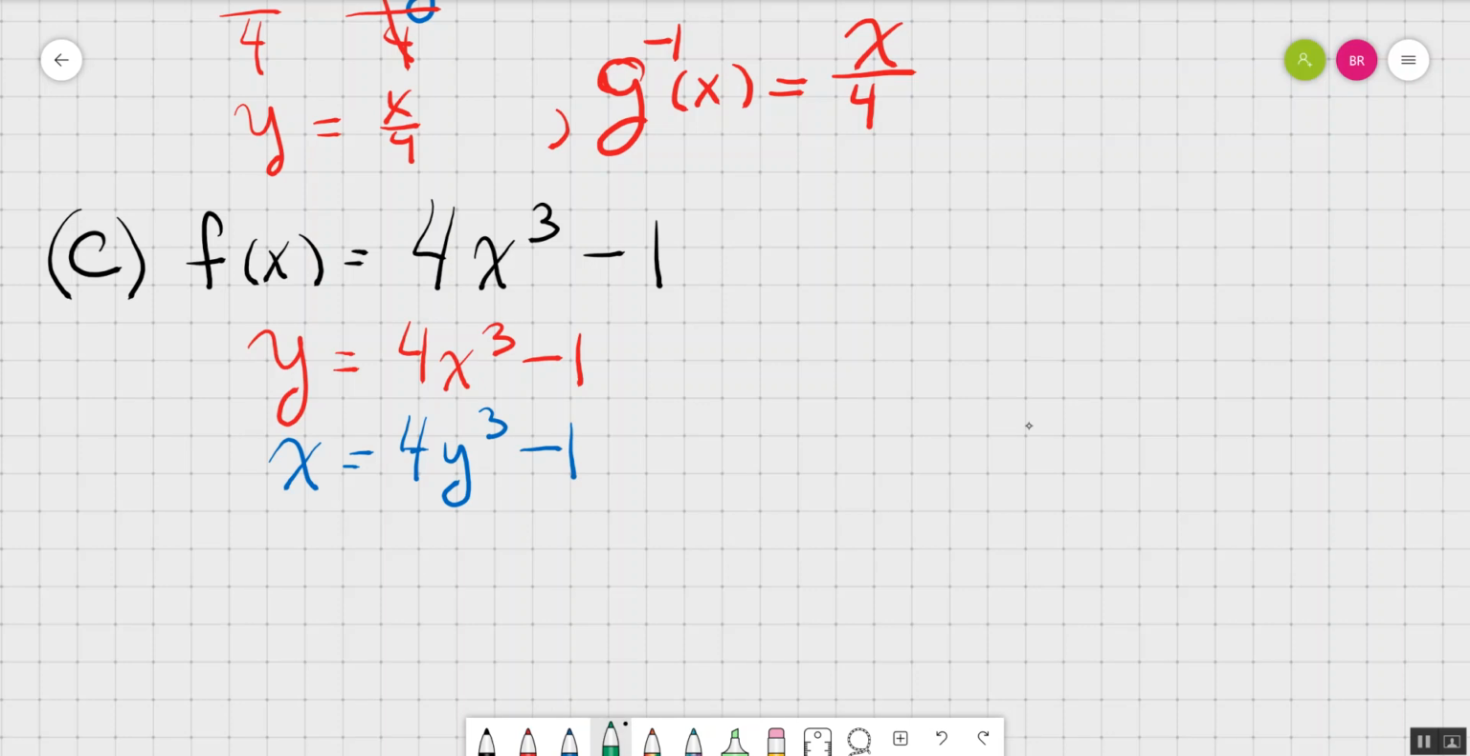So I need to get y by itself. It's being cubed, then multiplied by 4, and then subtracting 1. So I got to get rid of the addition first. Whatever happened last, you get rid of first. That's the principles of solving.